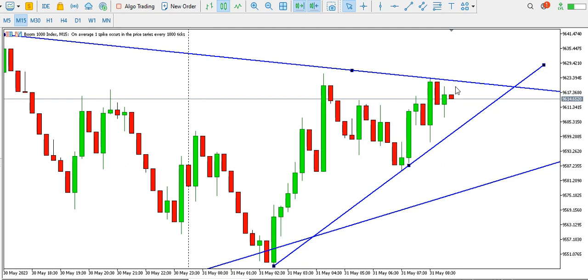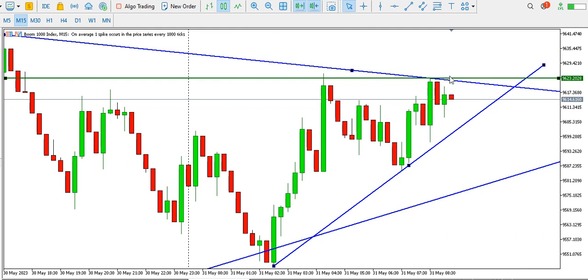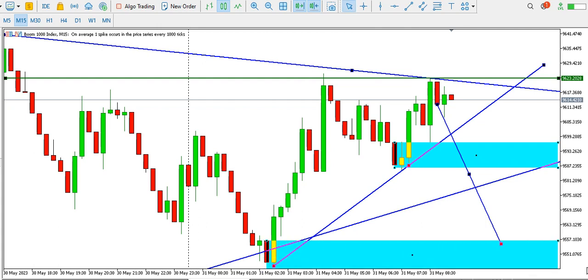Price is bullish. As soon as we have a break above this particular trend line, we might consider buying boom 1000 index. But we have a support level around here on the 15 minutes time frame. That's at the 9590 level. A break below this level might send price downward to the next support level, which is at the 9550 level. But for now, the scope is bullish.